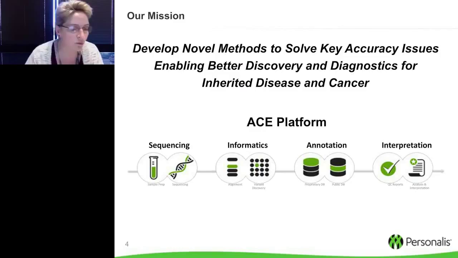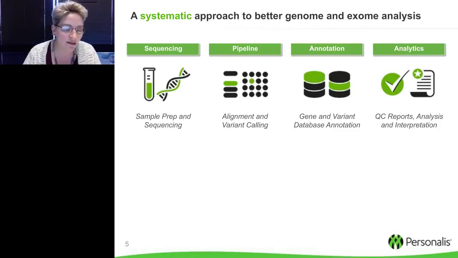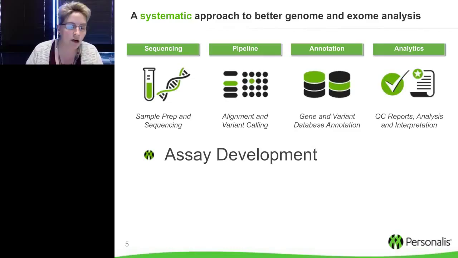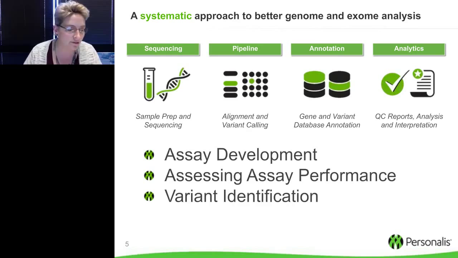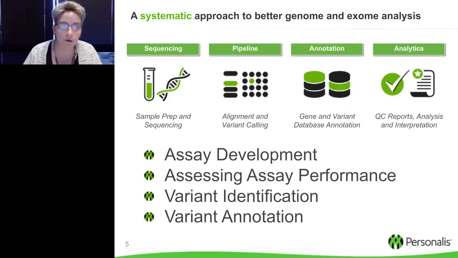And what this really means is we've broken down the process of sequencing, the informatics, the annotation, and the interpretation, tried to identify key problematic areas in each of these regions and tried to improve those to build an integrated platform to improve diagnostic yield and accuracy. So there are a lot of different things that go into each of these steps, but today I'm going to focus on four key areas. First, we're going to talk a little bit about assay development. We're then going to talk about how we might assess how that assay is performing. We're going to talk about the importance of variant identification and accurate variant identification, as well as then annotation of those variants once we have identified them.